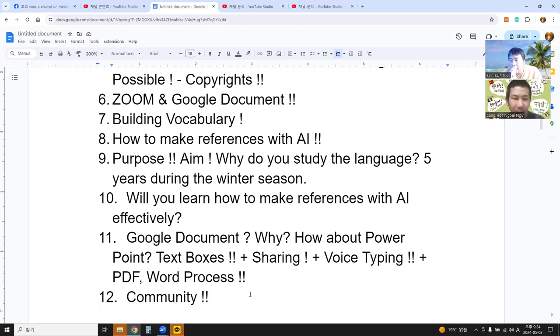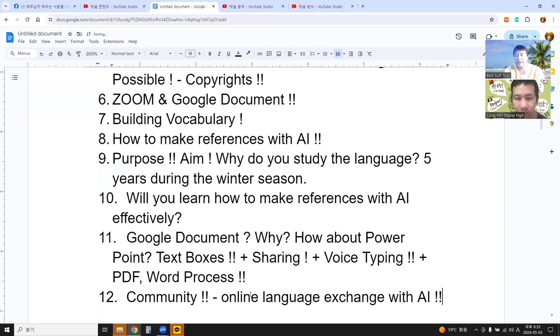Actually, it's easy to find a community group to study content on Facebook or social media. But you should know, we're talking about online language exchange with AI only. This is our topic. The community to learn language. When I know that many people, I can join the community. But interest is very important. What interest do you have? What do you use? By doing that, we have the same interest, same result, same way. Then we can talk about our process, which is better.